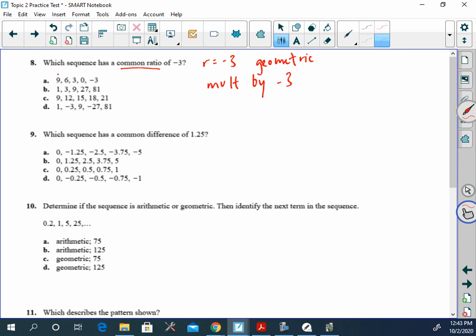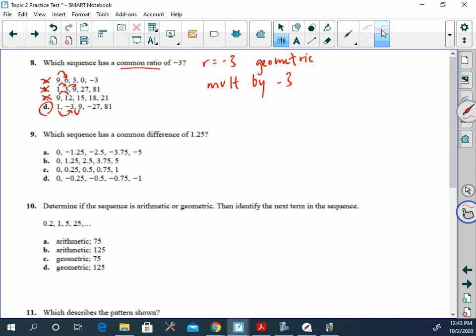When we look here, we're not multiplying by -3. That would give us a not 6, so we can cross that one off. Here it looks like we're multiplying by +3 each time, so that's not it. Here it looks like we're adding 3, that's not it. And here we can see we multiply by -3 and it gives us the next one. So the correct choice there would be D.